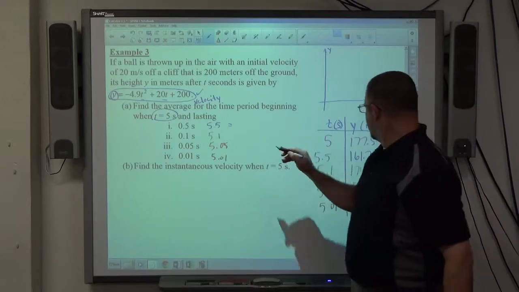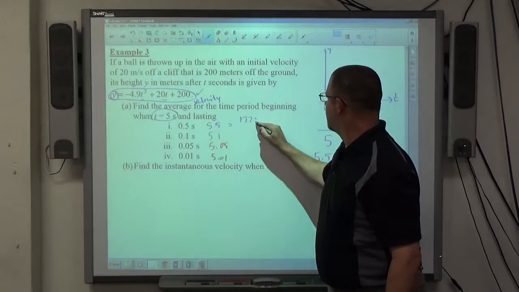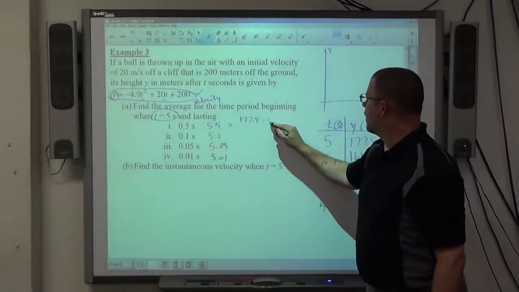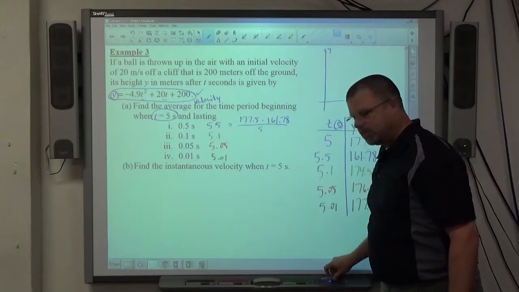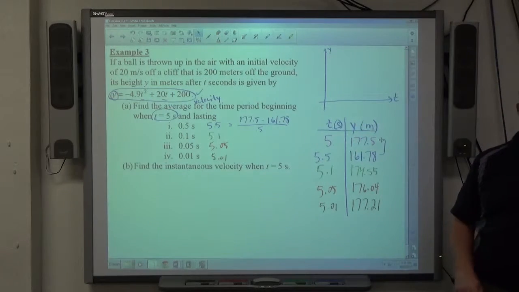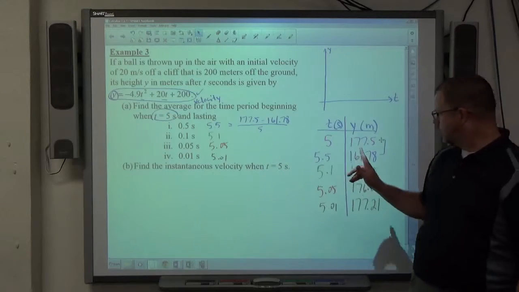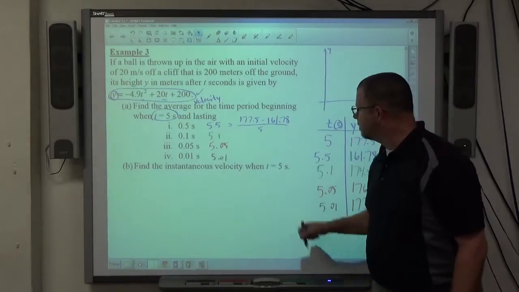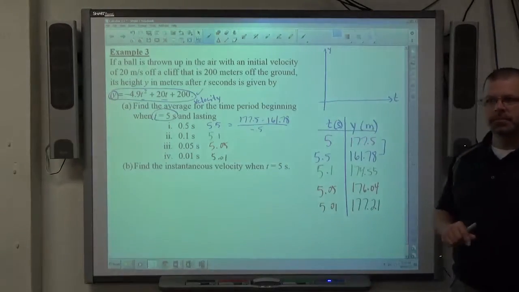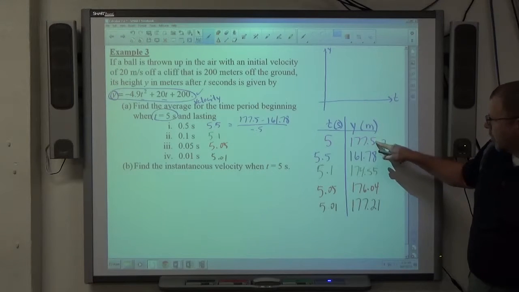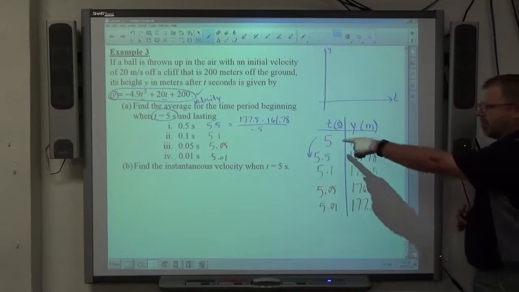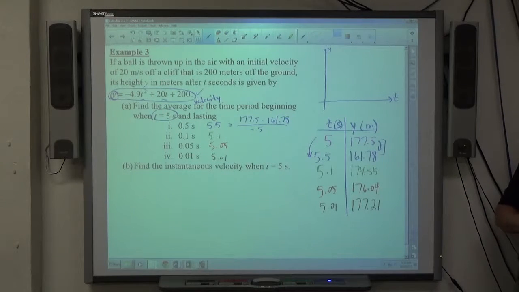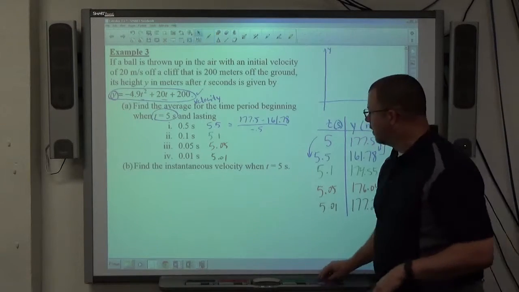So 177.5 minus 161.78 divided by 0.5. Oh, sorry, negative 0.5. I did this one minus this one, so I have to do this one minus this one. 5 minus 5.5 is negative 0.5. Feel free to write 5 minus 5.5 on the bottom. I think we can handle subtracting in our head.